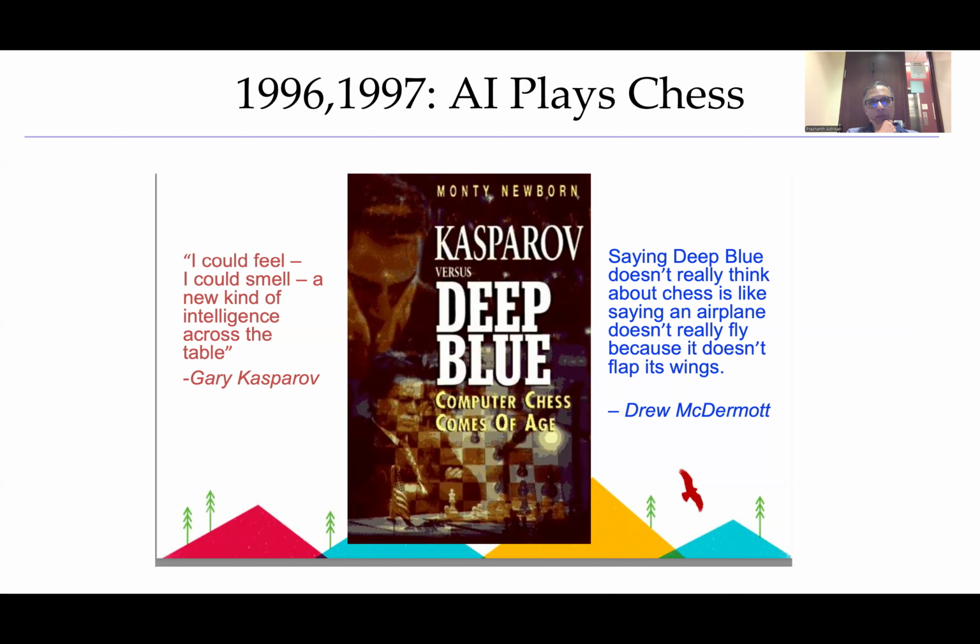A key development in the 90s, a major success story of artificial intelligence, was AI defeating a human in chess, in particular, not just any human, but the grandmaster Garry Kasparov, who was the world champion in chess. IBM Deep Blue actually defeated him, twice, I believe. This quote is quite interesting, where Garry Kasparov says, "I could smell a new kind of intelligence across the table." That's quite evocative and vivid, his description.